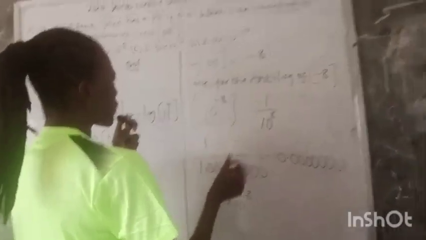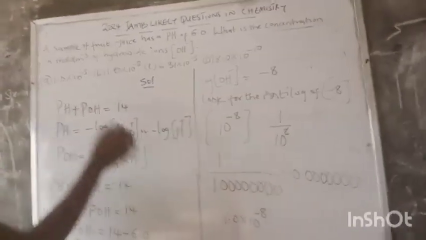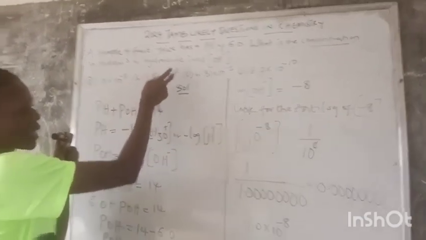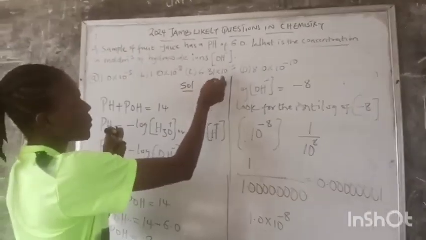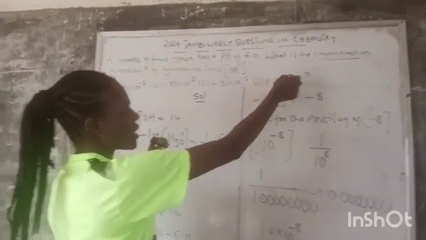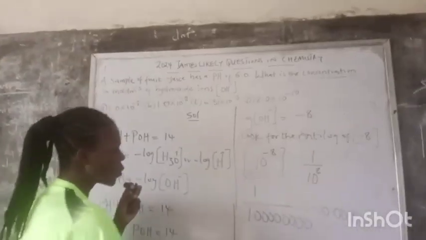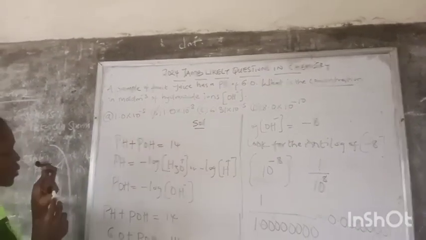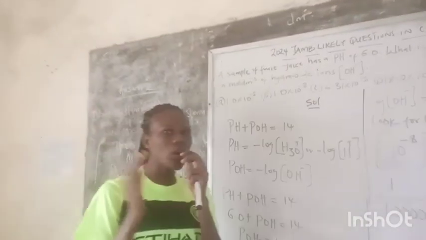Okay, so when we check for our options with our calculator, you have A 1.0 times 10 to the power minus 5, B 1.0 times 10 minus 8, C 6.3 times 10 minus 5, D 8.0 times 10 minus 5. The answer is 1.0 times 10 minus 8. This is B. And please take note, like I said, understand the question before you solve.